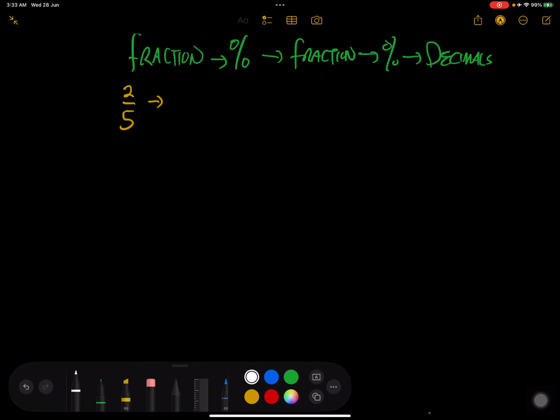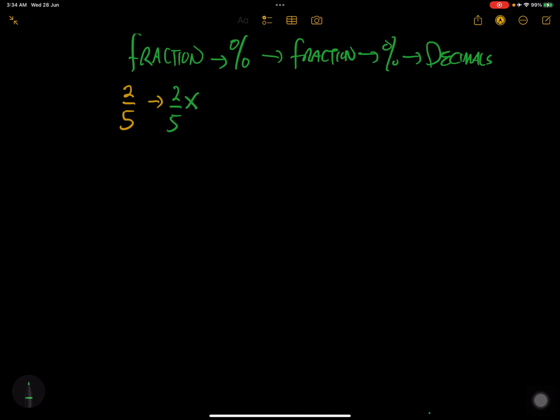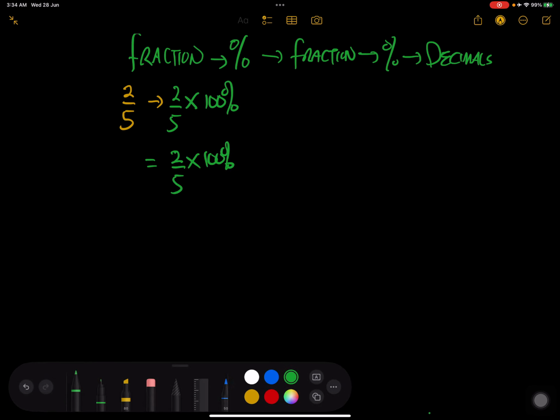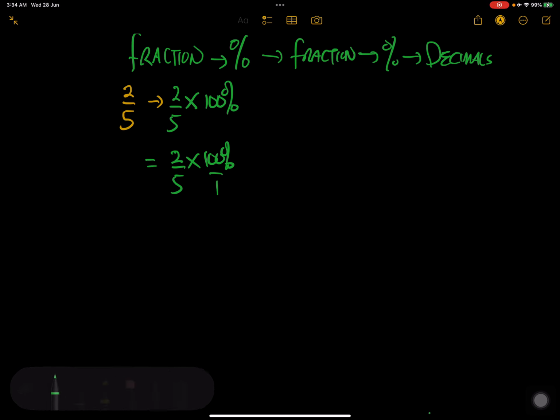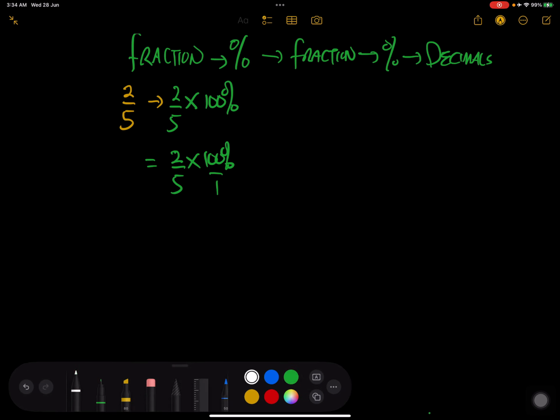So we are going to have 2/5, and we'll just multiply by 100%. Then we look for common factors. Don't forget, look for common factors, because the 100% is also over 1, right? We can write it over 1 like this as a fraction, and we know now we have multiplication of fractions. We're going to apply the rules of multiplication here. So we look for common factors.